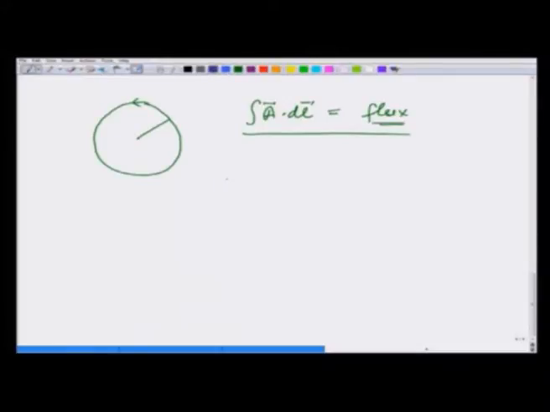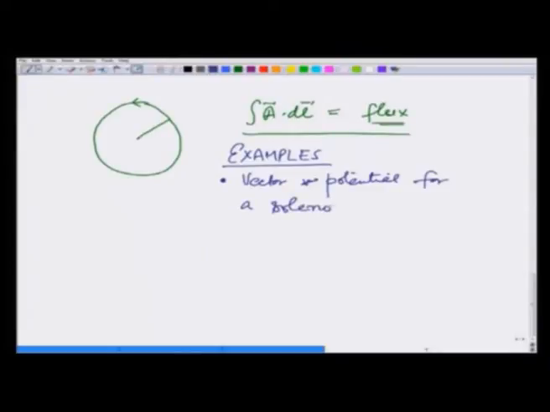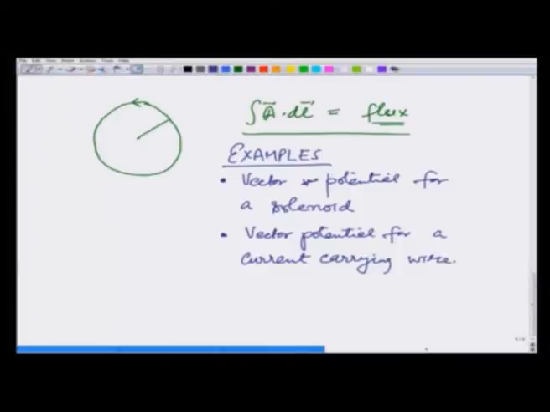I will be solving two examples with this. Let me write these down. Two examples: one will be vector potential for a solenoid carrying certain current, and two, vector potential for a current carrying wire.